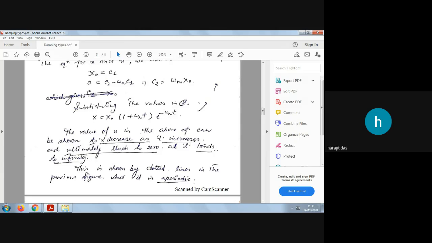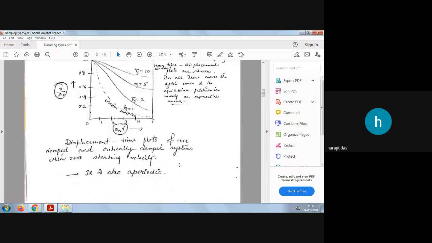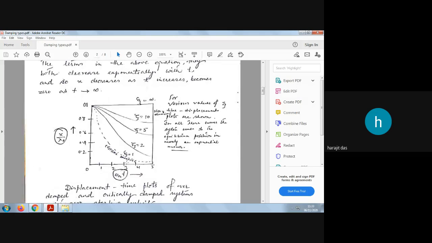So when t tends to infinity, what will happen? The expression will become 0, isn't it? So this is shown in dotted line in the previous figure. In this previous figure, you can see this dotted line. So this line is for the critical damping. Understood? So this line is for critical damping.